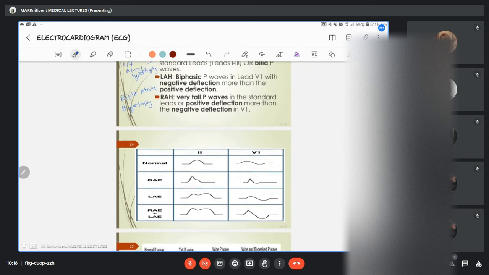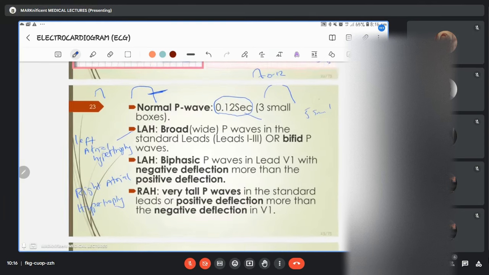Bifid, okay. Before I go down to the picture, I won't have to scroll that far. If the P wave is wide, this is wide, first of all. And then bifid means you have two P waves. You're supposed to have one. Now you have two. Bi is two. So you have two P waves before you have your QRS complex. This is wide and bifid. This is suggestive of left atrial hypertrophy.